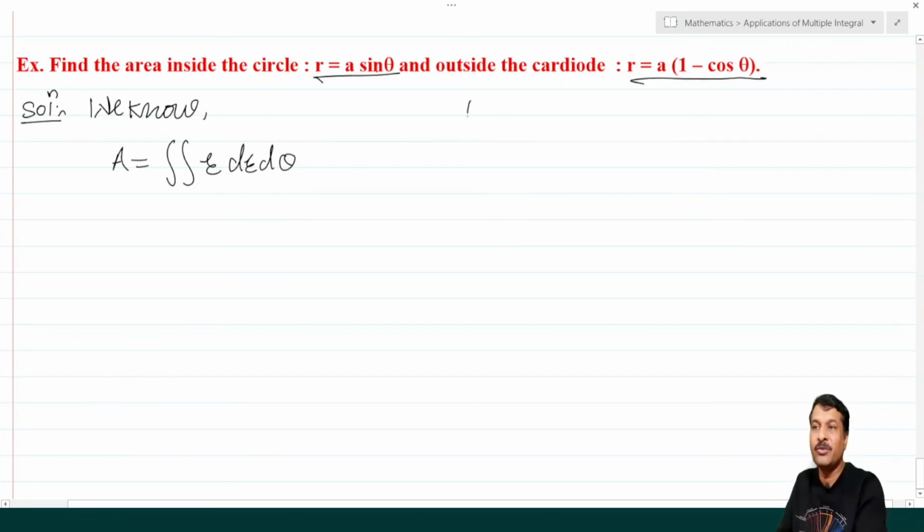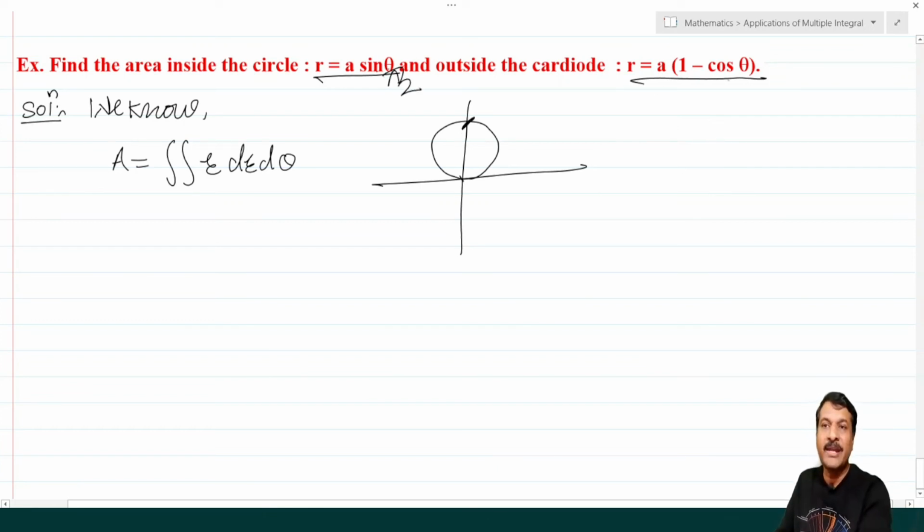r = a sin θ is this circle, where θ = 0 gives sin 0 = 0, and when θ = π/2, I get a. And r = a(1 − cos θ) is this curve, a cardioid in the negative direction, because when θ = 0, cos 0 is 1, so I am getting 0. When θ is π/2, cos π/2 is 0, so I get a.